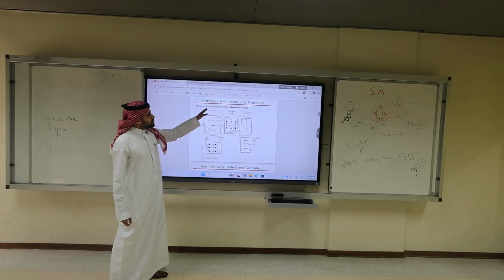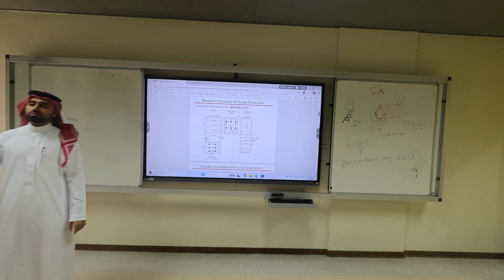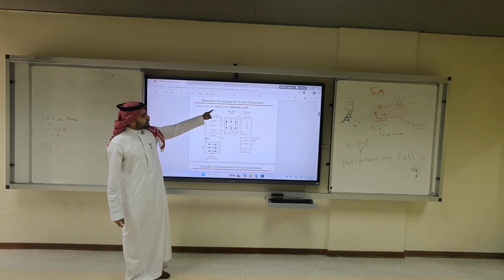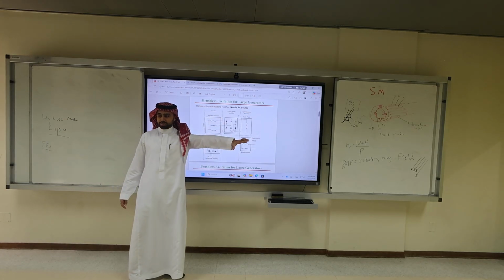So, using an exciter with a rotating rectifier. This is one of the methods. We have a rotating rectifier, using an exciter with a rotating rectifier. What do we need? We need a separate AC source.